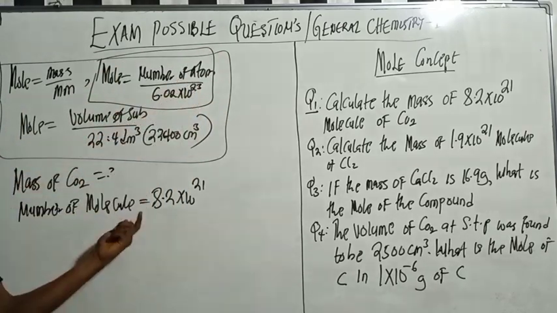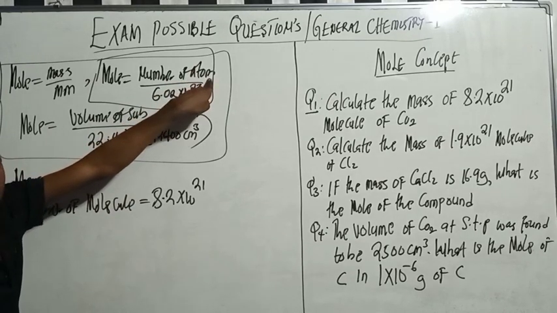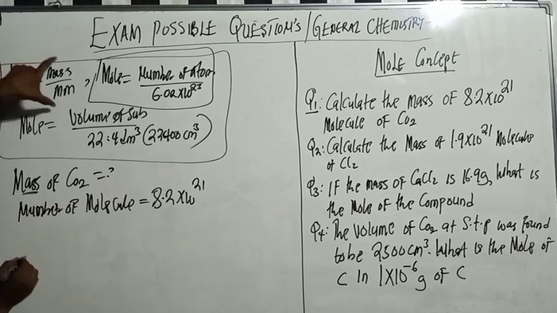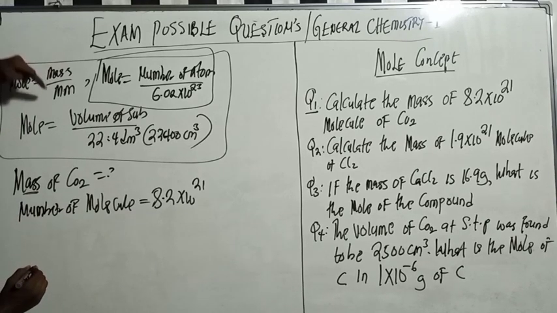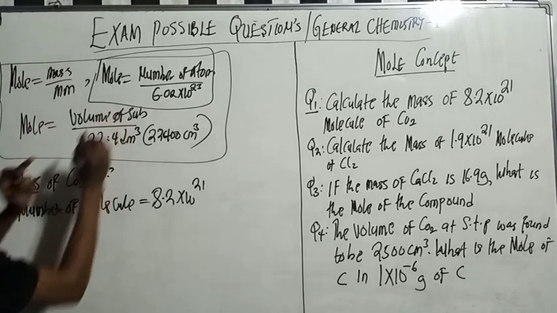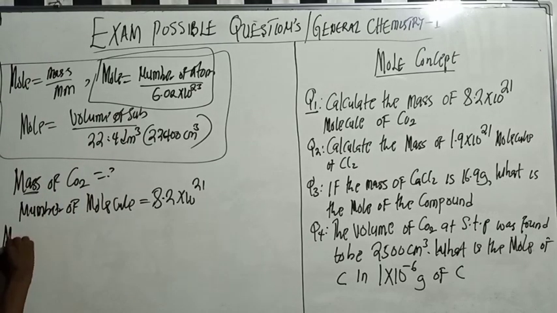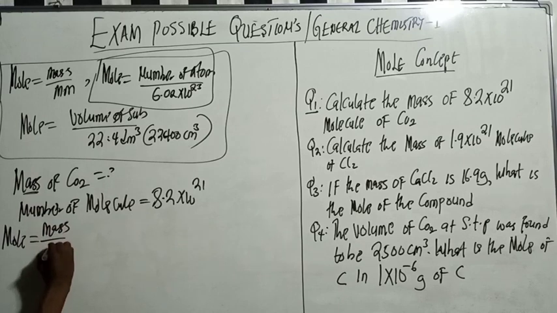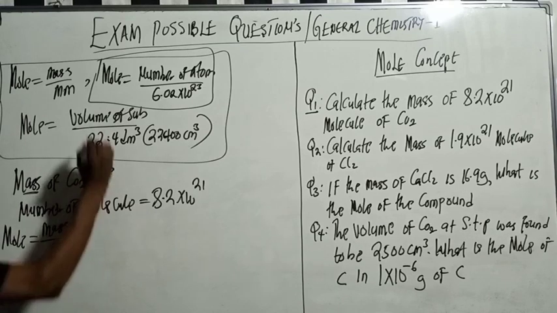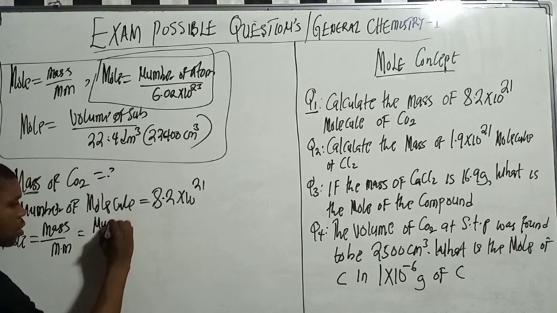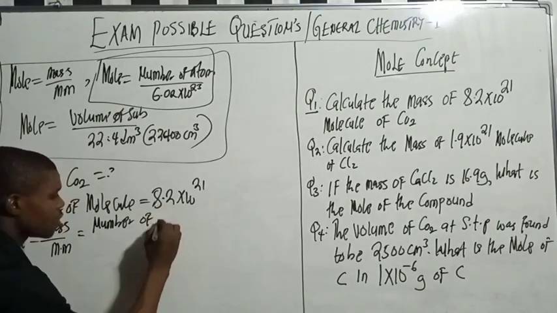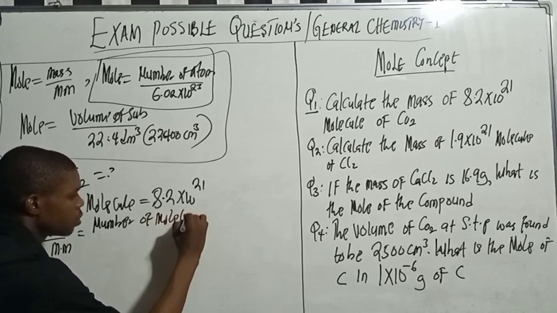Because we are talking about molecules, you remove the atom and place molecule. Now, because we are talking about mass, we are going to use the first formula, because it contains mass over molar mass. So it means that mole is equal to mass over molar mass, which equals the number of atoms. So I have to talk about the number of molecules here.